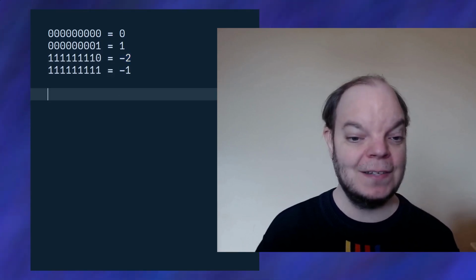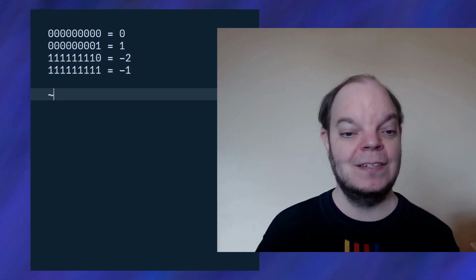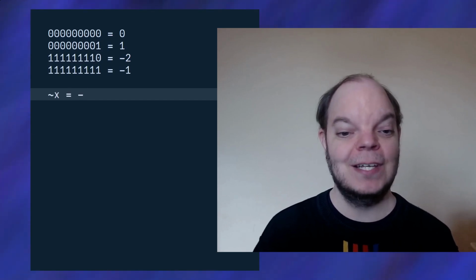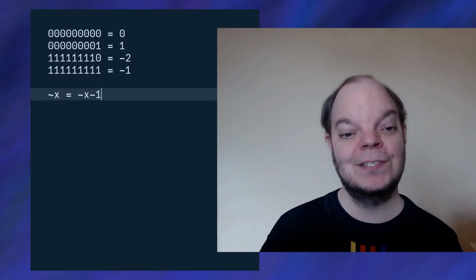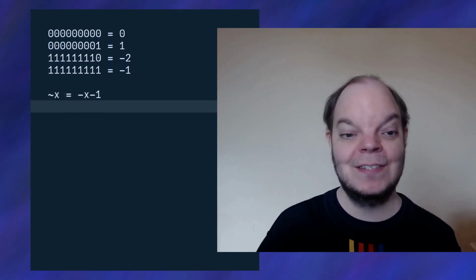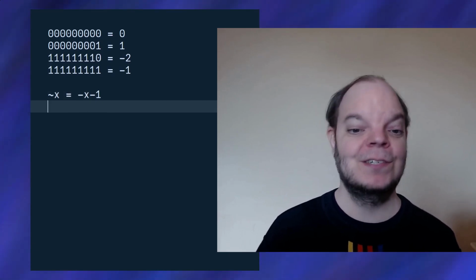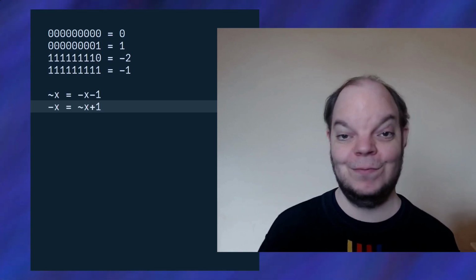So we can write that as a formula. We can say that the negation of x is equal to negative x minus 1. And then I can rearrange that equation. I can put the minus 1 on the other side, and then flip the equation around. I will get negative x is equal to not x plus 1.